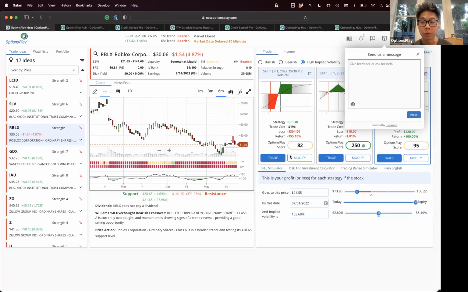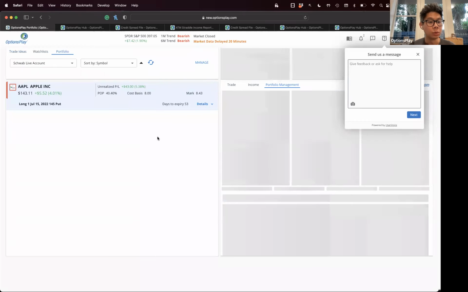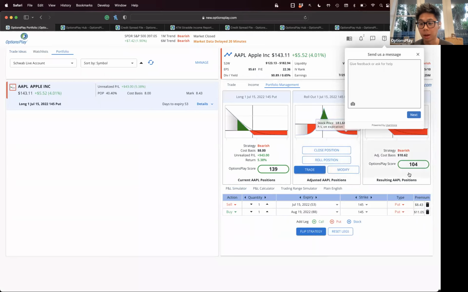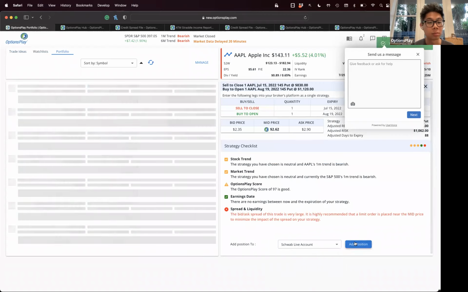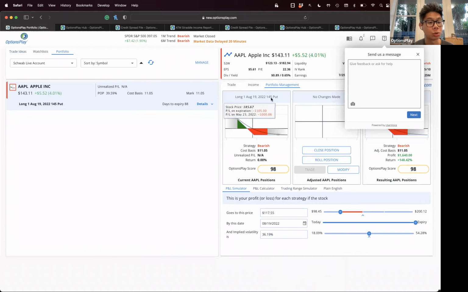Are there features in portfolio to handle changing positions such as rolling? Yes. If you go to your portfolio and you click on a specific position, you can simply click on roll position. So as you can see, you can roll this position. And then you can click on trade and add this to, for example, your Schwab live account. You can roll this from, in this particular case, the July to the August.